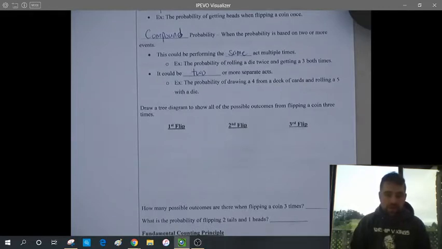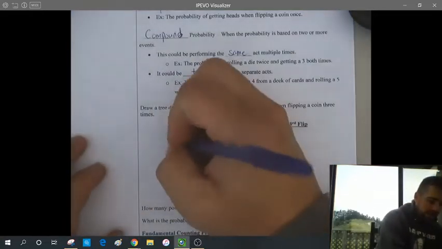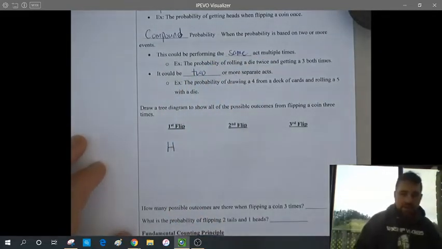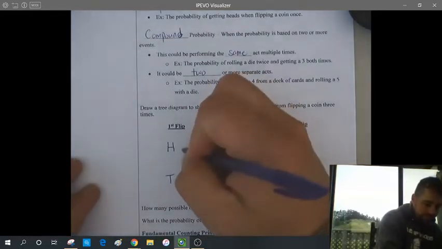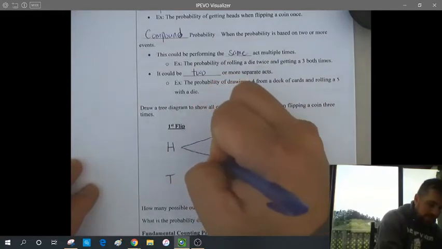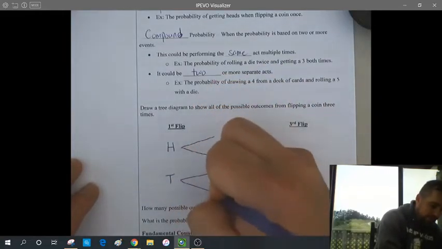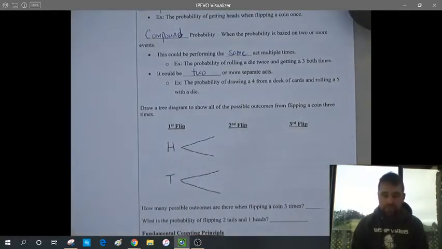Okay, so next we're going to draw a tree diagram to show all of the possible outcomes from flipping a coin 3 times. So if I flip a coin once, it comes down and lands, it has two possibilities. It can land on heads, or it can land on tails. And so that's my first option after the first flip. I have two outcomes. But then from there, and this is why it's called a tree diagram, because we're going to branch those into the next option. When I make my second flip, depending on what I got on my first one, I could follow any one of these branches.